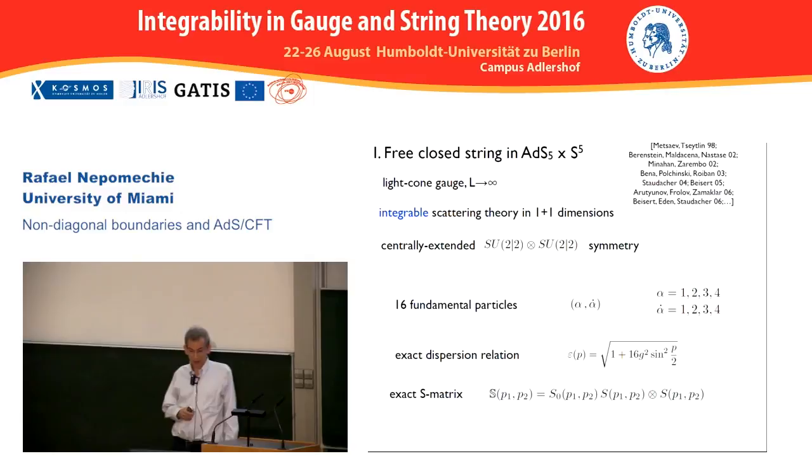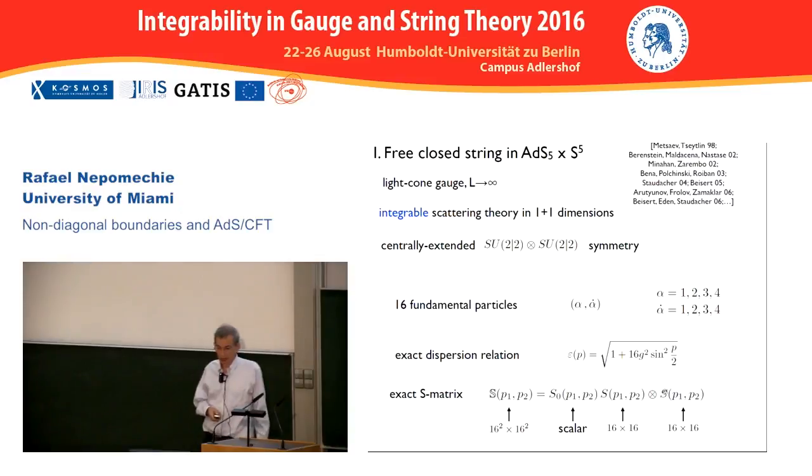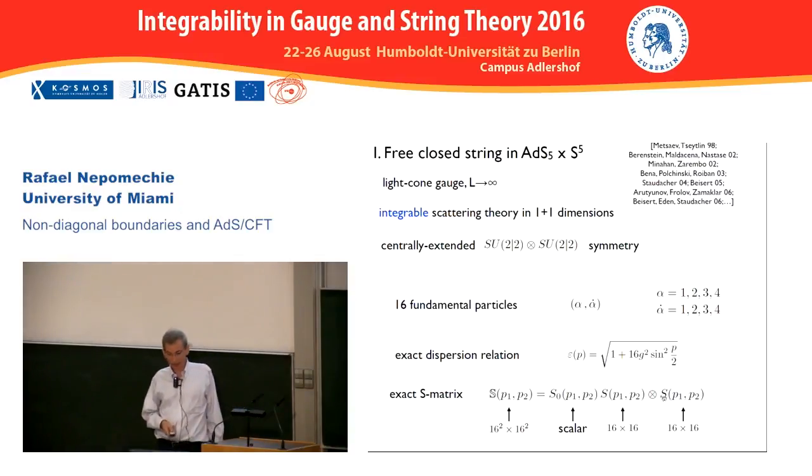And there's an exact S matrix. So it has a scalar factor. And then it has 2 copies of this SU(2|2) S matrix. Each of them is 16 by 16. So altogether, this is a rather big matrix, 16 squared by 16 squared.